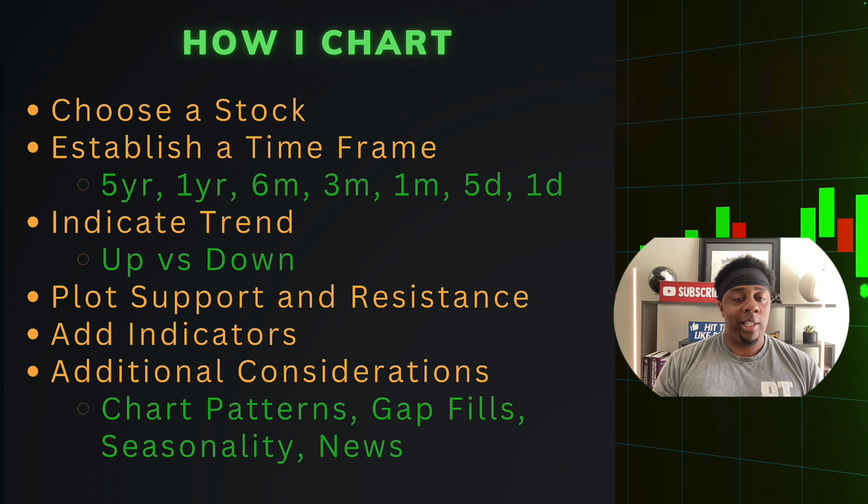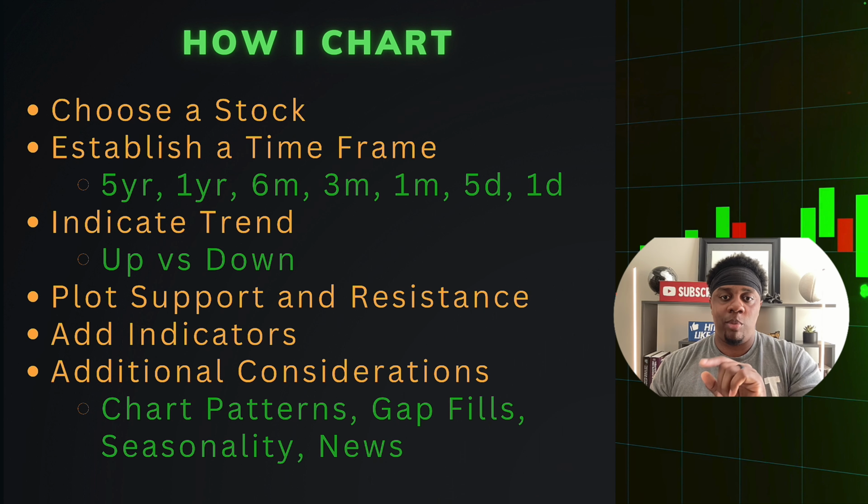And then we have to indicate a trend, either up or down. An uptrend is termed as higher highs and higher lows. And a downtrend is going to be lower lows and lower highs. And then I like to look at support and resistance overall, but also just look at where the peaks and valleys are when you're looking at a chart.